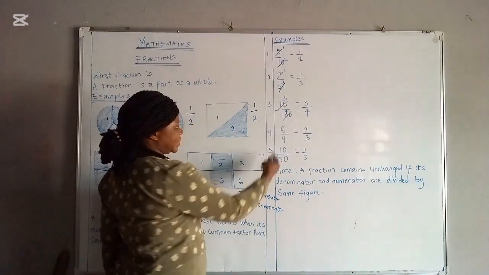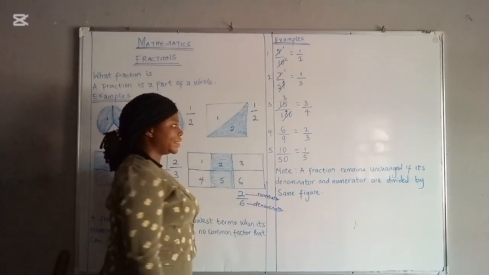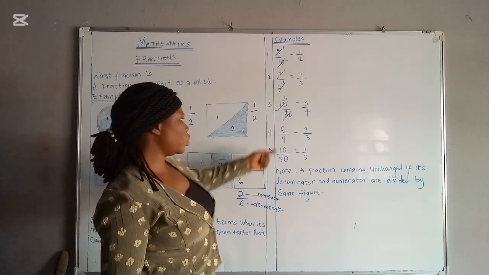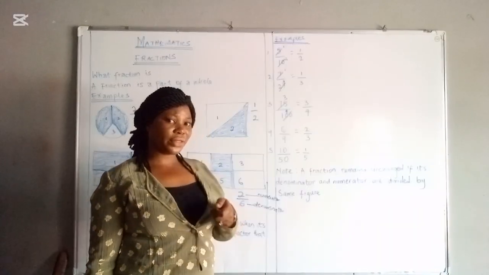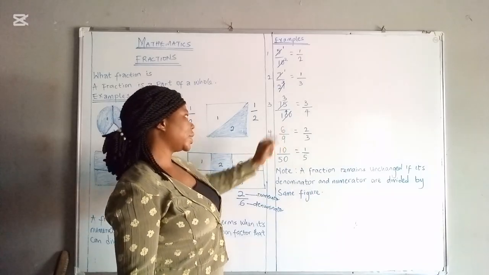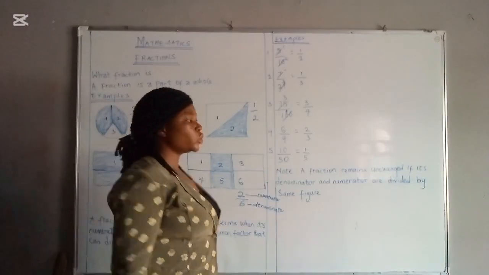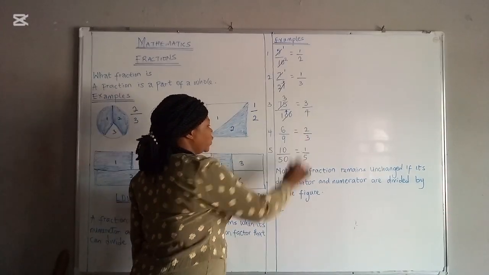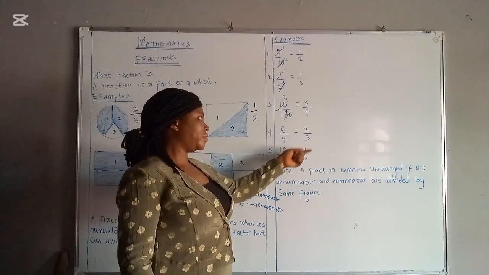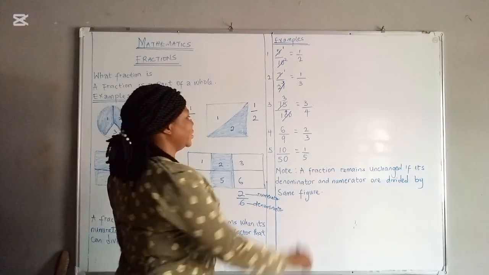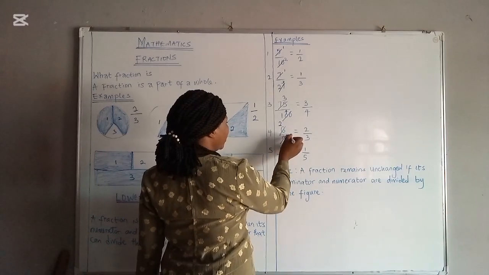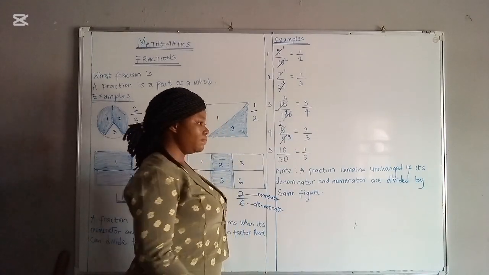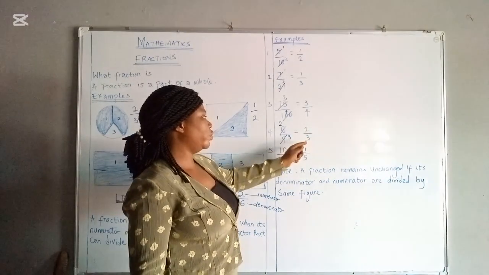The next one we have 6 over 9. What can go in 6 can also go in 9? That is the number 3. 3 will go in 6 and also go in 9. So 3 in 6 we have 2, 3 in 9 we have 3. So the answer is, we'll say 6 divided by 3 will give us 2, 9 divided by 3 will give us 3. So the answer here is 2 over 3.